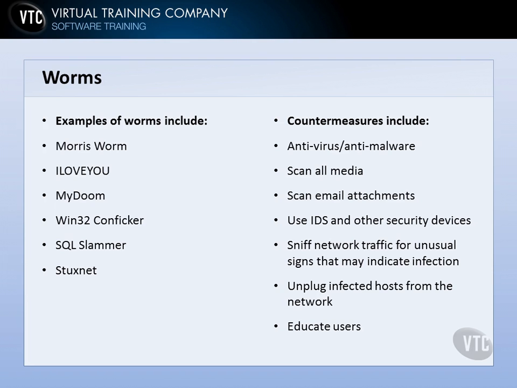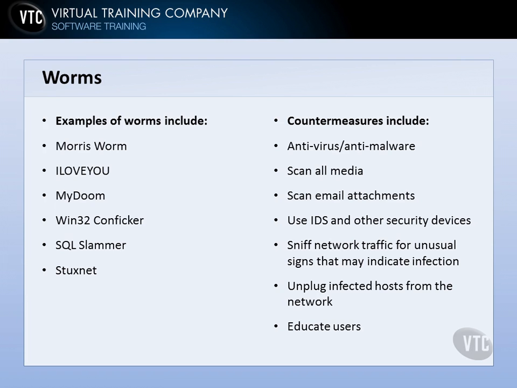Now, some other popular worms include the I Love You worm, which is really called a virus, but it was a worm, the MyDoom worm, Win32 Conficker, and there are other examples out there. SQL Slammer was a big one that attacked Microsoft SQL servers. Stuxnet, obviously, we mentioned. Now, since we've been talking about malware, and worms in particular, what are some things we can do to prevent worms?